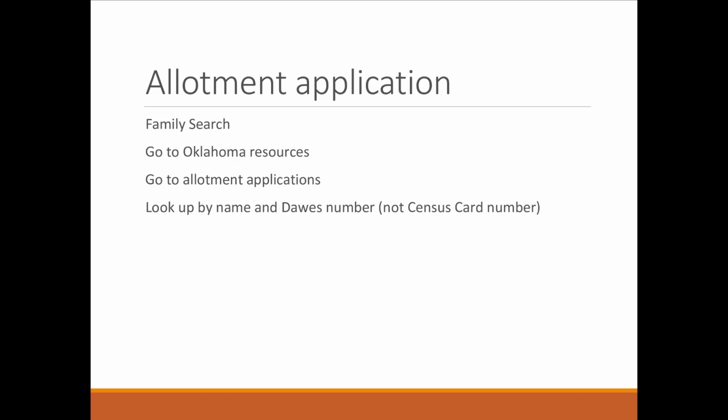So to find these allotment applications, we're going to look one up. I'm going to go to Family Search, I'm going to go to Oklahoma Resources, and then I'm going to go to the allotment applications themselves, and we'll be looking them up by name and number. Now, remember, we're using an individual dog's number, not the census card number.